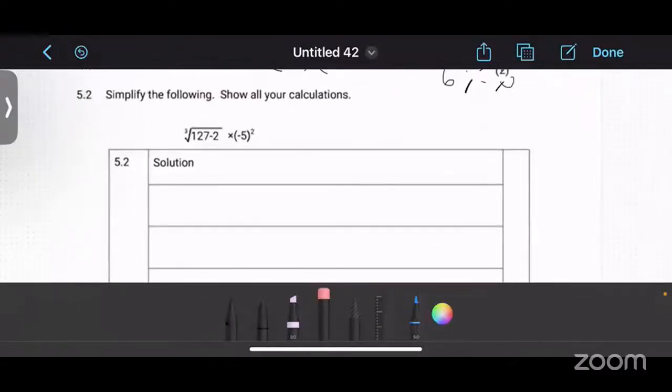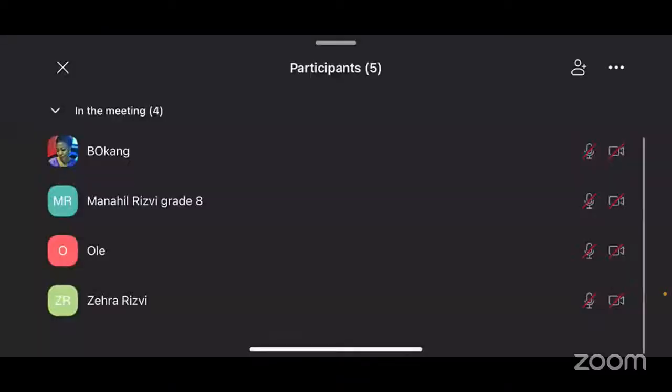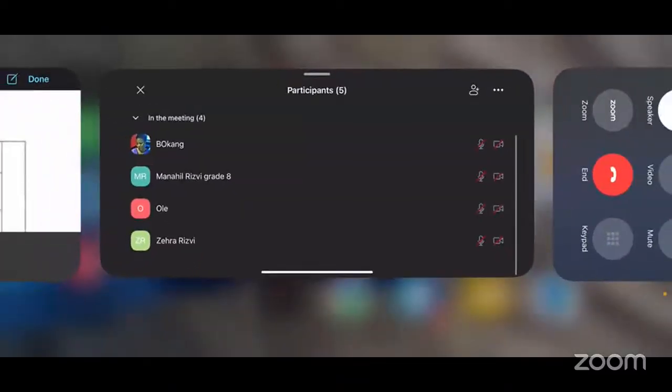Now let's move to 5.2. 5.2 says simplify the following. Show all your calculations. And then we have the cube root of 127 minus 2, multiplied by, in brackets, -5 to the power of 2. So this one I'm not going to do straight away. I need to see who's in here. There's Ole and Manahil.